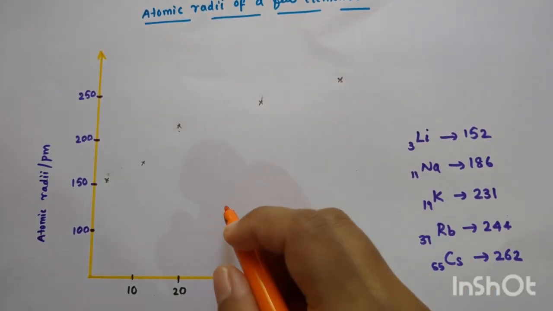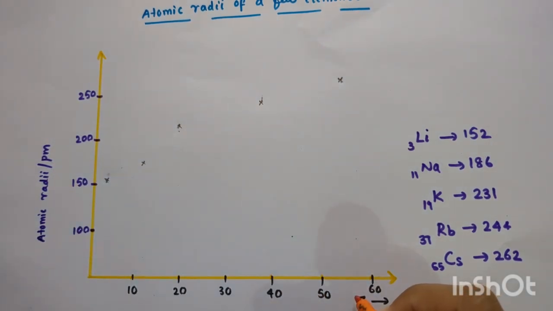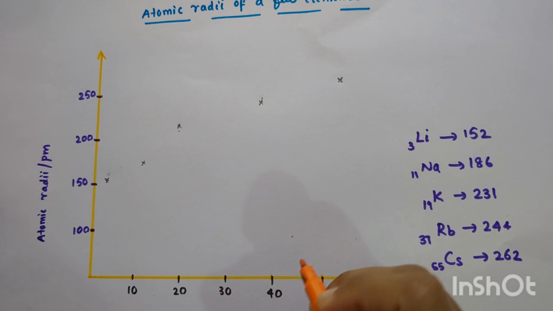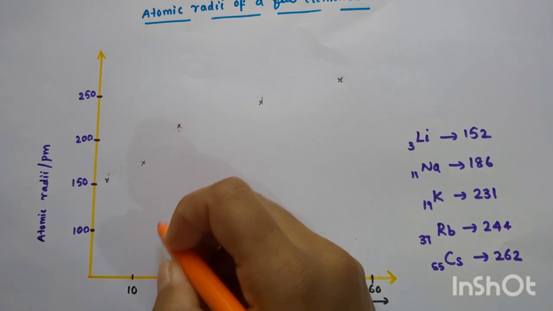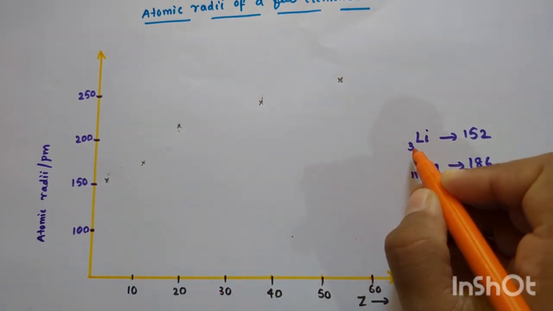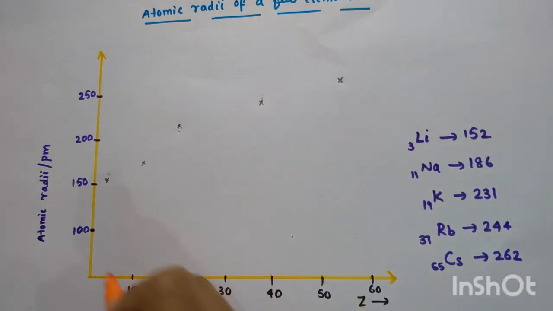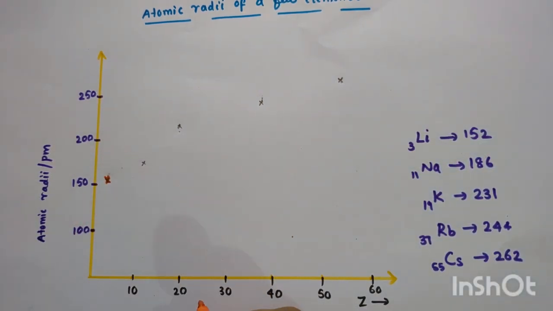Now let us just plot a graph of atomic radii in picometer versus the atomic number. This graph actually shows the variation of atomic radius with atomic number for alkali metals. Okay, group 1 elements we are choosing for alkali metals. So for lithium, its atomic number is 3. Its atomic radius is 152. So 3 will be somewhere here, 152 somewhere here. We get a point here.